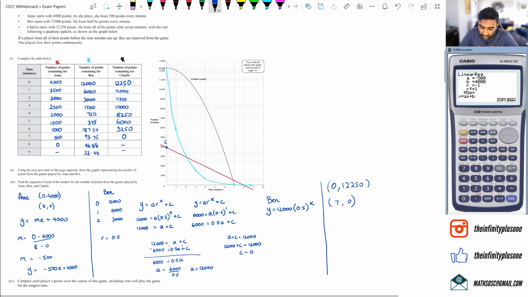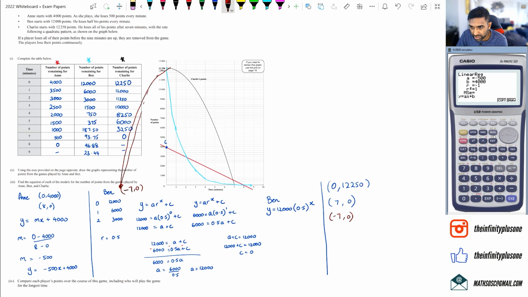And I guess what you can do is you can treat this quadratic equation, you can make it go around like this, which means this point here is going to be negative 7, 0, using symmetry. And you'd use negative 7, 0, and then use those 3 points in the calculator to work out what the equation is. So that's what I'm going to do here. I'm going to quickly go in here. Let's see, we've got 0 and 12,250. That's going to be 7.